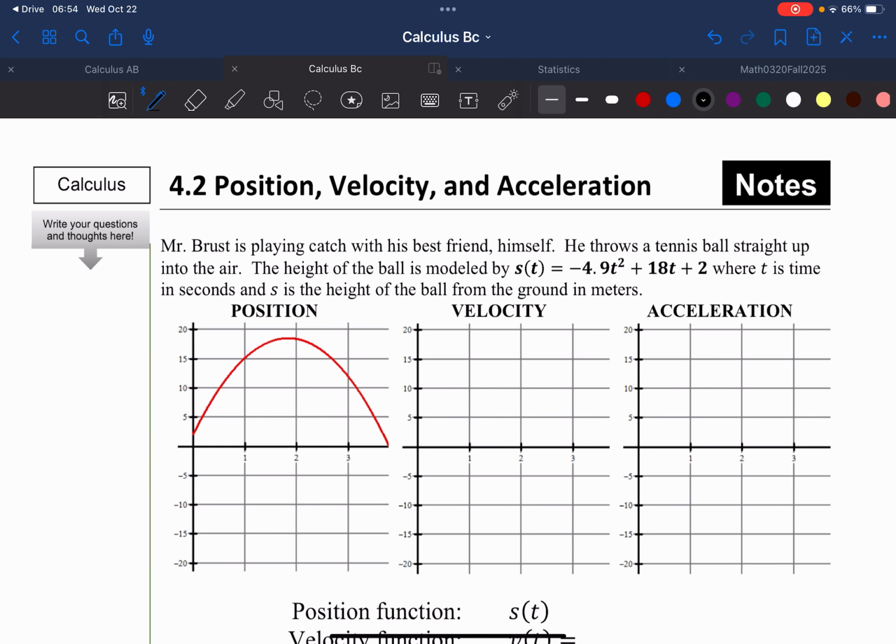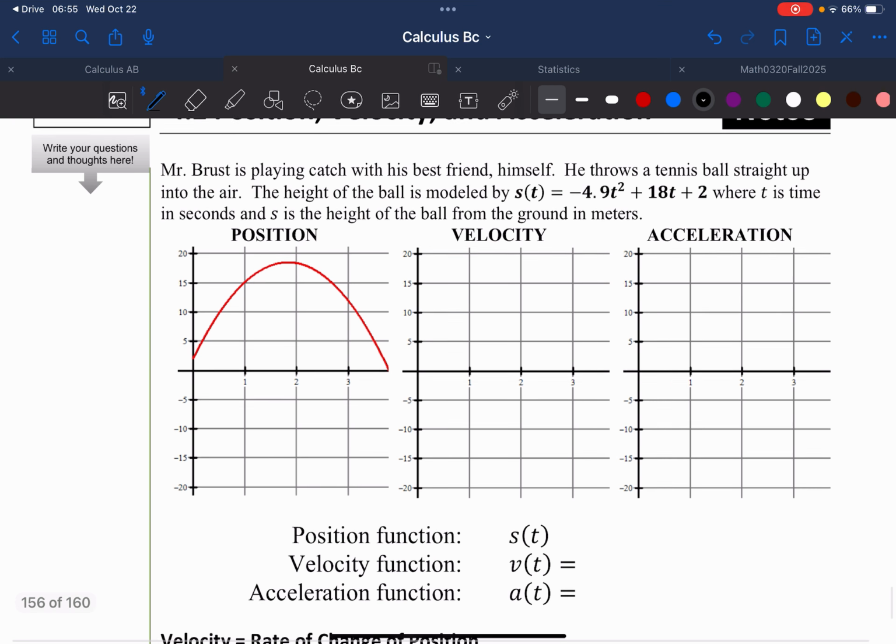Okay, 4.2 notes: position, velocity, and acceleration. It says Mr. Bruce is playing catch with his best friend, himself. He throws a tennis ball straight up into the air. The height of the ball is modeled by s of t equals negative 4.9t squared plus 18t plus 2, where t is the time in seconds and s is the height of the ball from the ground in meters. So here it gives us our position function, okay?